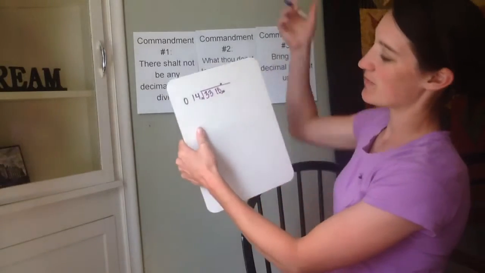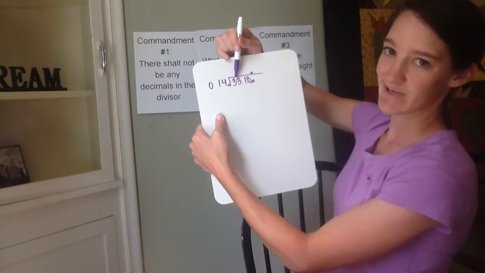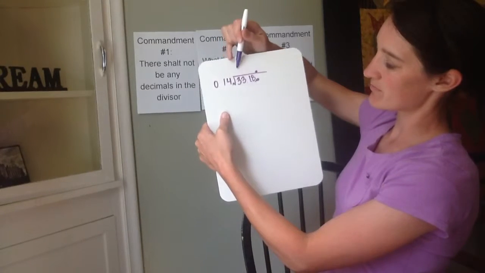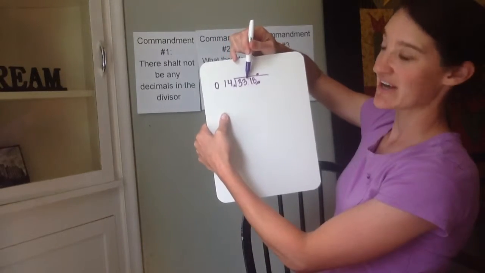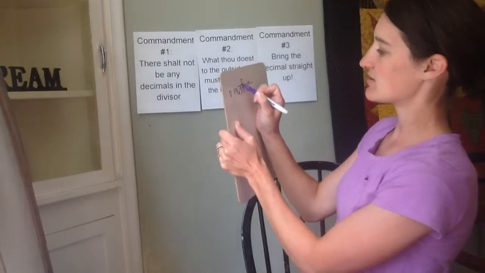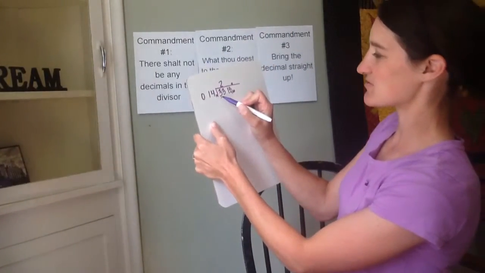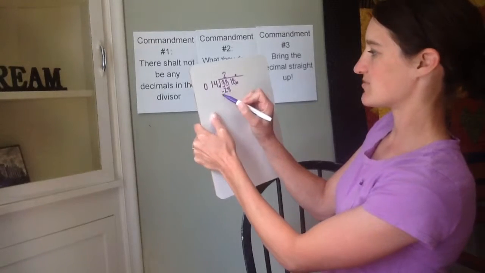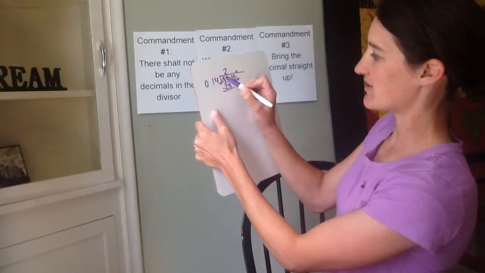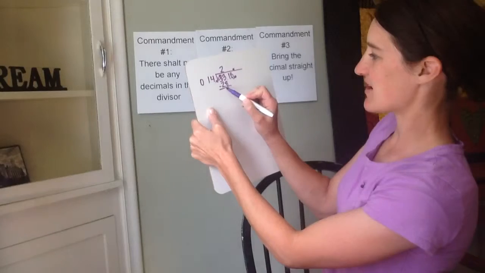How many times can, well, first of all, can 14 go into 3? No. So we're going to leave that blank. Can 14 go into 33? Yes. How many times? Twice. 2 times 14 is 28. We subtract. I'm going to have to borrow right there. 13 minus 8 is 5.